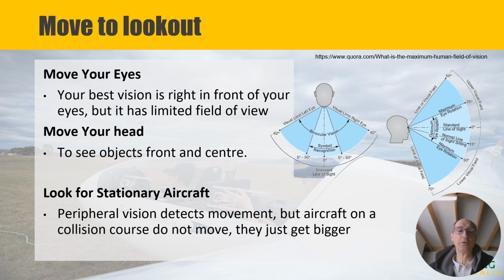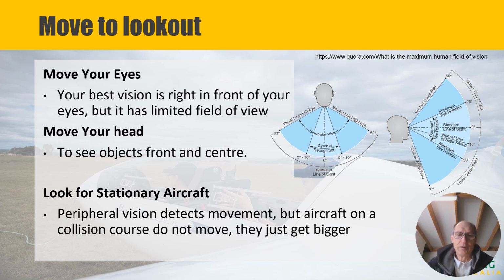So when you do look out, you can move your eyes, left and right and up and down, of course. Your best vision is right in front of your field of view, as you can see in these little diagrams, and you have some peripheral vision. But to get that best vision front and center, you must move your head. So moving your head to the point you wish to look out, that's important. It's also to actually stop and focus, not just look or move your head without looking.